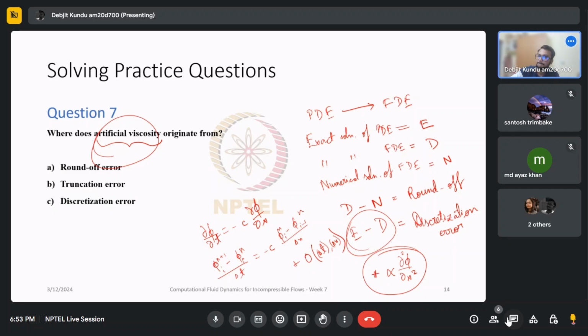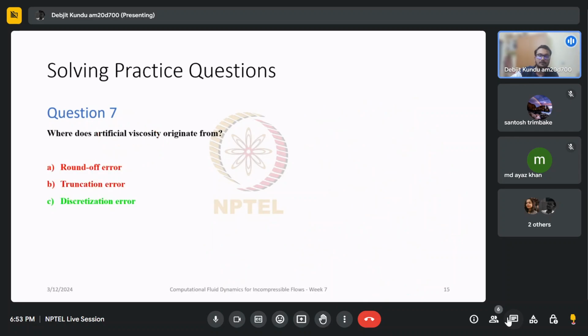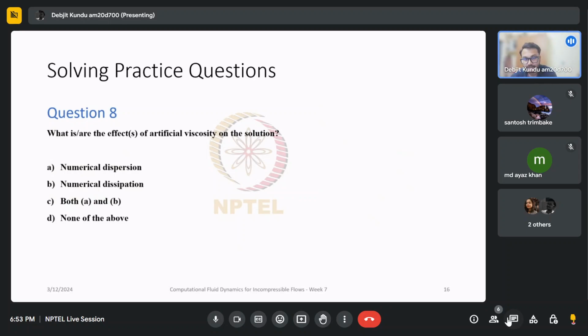Okay, all right, so moving on to the eighth question of today's session. What is or are the effect or effects? I'm using this because there could be either one or multiple answers to this question. So what are the effects of artificial viscosity on the solution? Is it option A, numerical dispersion? Is it option B, numerical dissipation? Is it option C, both A and B? Or is it option D, none of the above?